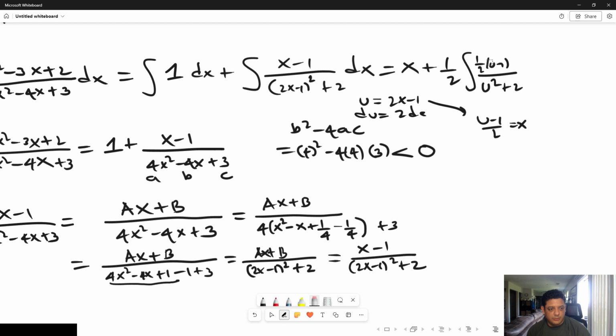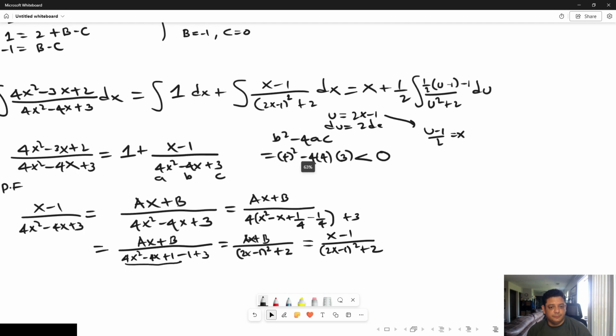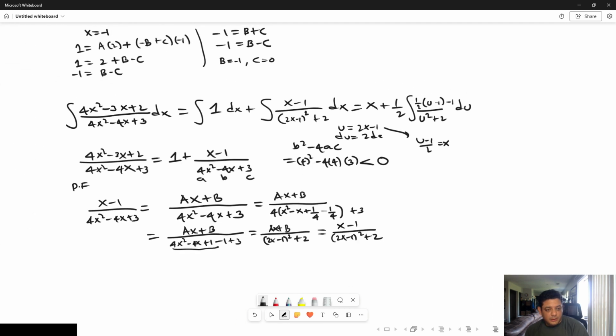Let me just rewrite this. One half u minus 1 minus 1, du. And so notice that I can arrange this by simplifying to x plus 1 over 4 times the integral of u minus 1 over u squared plus 2 du.